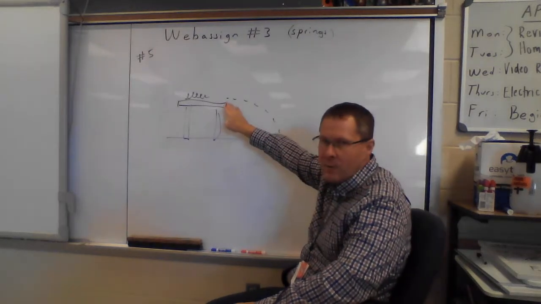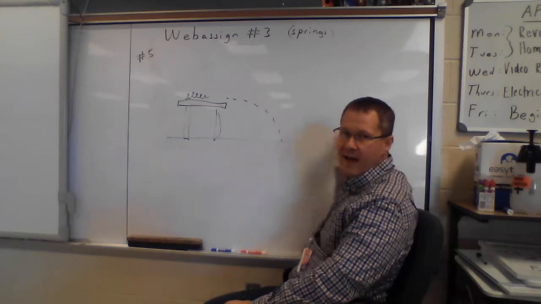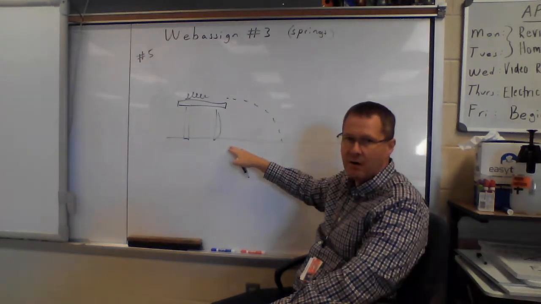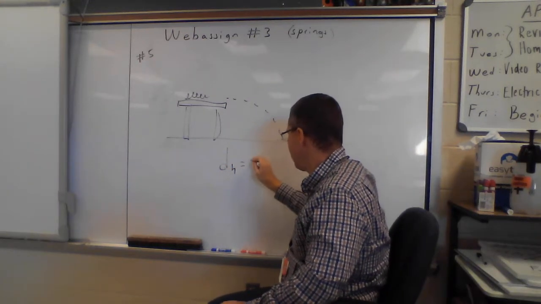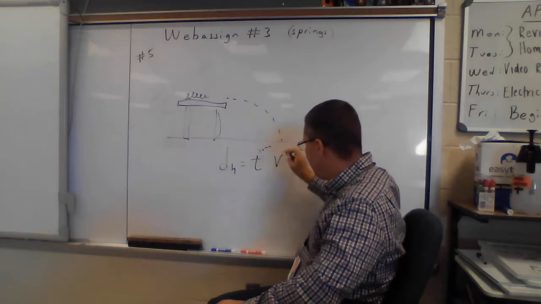Because the one thing we know, whether we shoot this thing fast or slow, is that the time it takes to fall is the same. So the horizontal distance the thing goes has to do with the time, which is the same, times a speed.